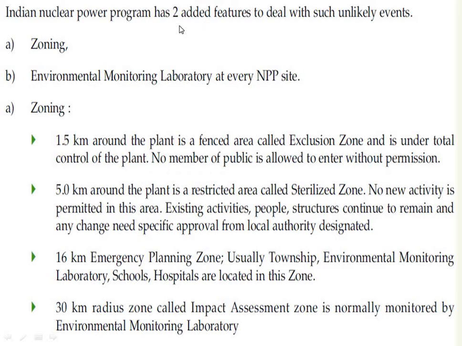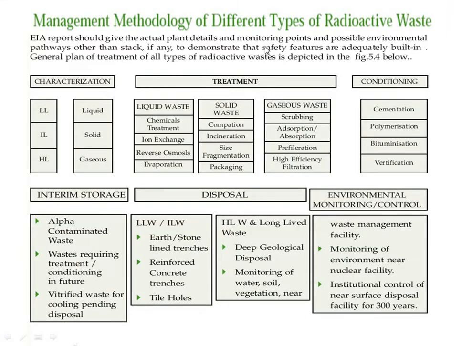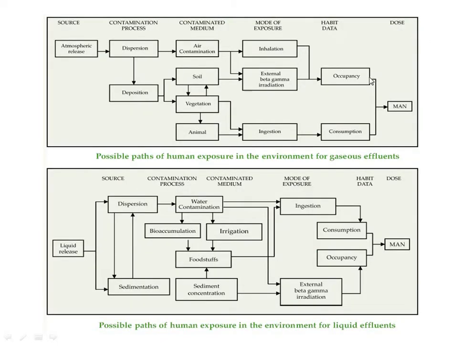Then the Indian power plant program has two additional features, zoning and annual monitoring. What is zoning? Different zones of that: exclusion zone 1.5 km from the project site, sterilized zone 5 km from the project site, 16 km from the project site is the emergency zone, and impact assessment will be 30 km from the project site. So there are 4 zones. Then the management methodology for the different zones, what methods have been followed. These are the guidelines given by them.